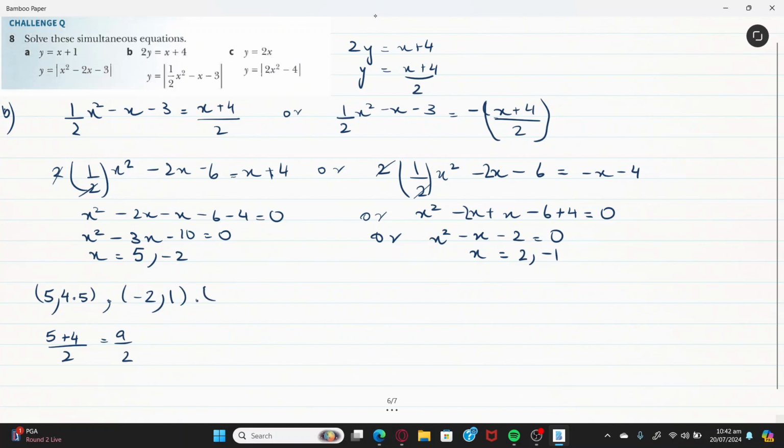And for the third value, we have the value positive 2. So positive 2 plus 4 is going to be 6. 6 divided by 2 is 3. So again, this is the y value. And for the fourth point, we have negative 1 as the x value. Negative 1 plus 4 is equal to 3. 3 divided by 2 is 1.5.